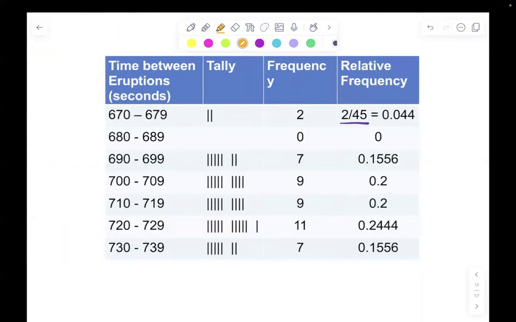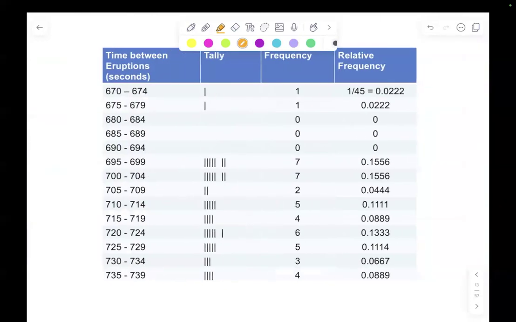Except I'm going to also look at a different bin width. Let's take a look also at a bin width of 5. So now I did the exact same thing, but my bin width is now 5. So I went 670 to 674, and I did that all the way down. Now, I'm going to tell you the reason I don't like this, other than, let's see, 1, 2, 3, 4, 5, 6, 7, 8, 9, 10, 12, 13, 14.